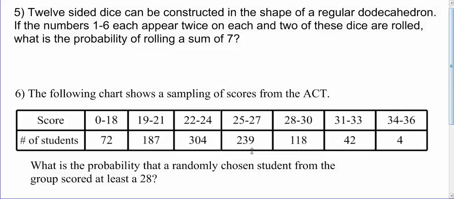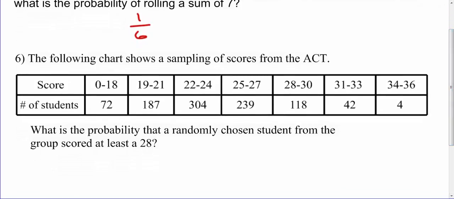All right, on number 5, you guys can read the question, but essentially a dodecahedron, the numbers 1 through 6 each appear twice. Think of it this way. What's the probability of rolling a 1? Well, it's 2 out of 12, which is exactly the same as 1 out of 6. So having a dodecahedron with numbers 1 through 6 on there twice does absolutely nothing to change the probability. So it's the exact same question we just answered, 1 in 6.